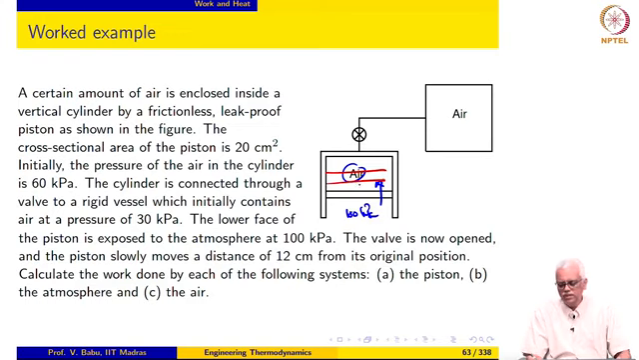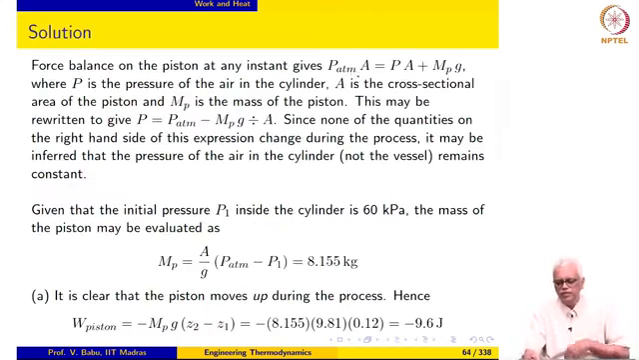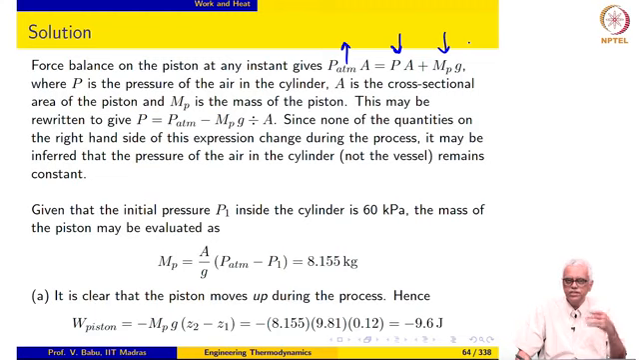So, we do a force balance on the piston at any intermediate instant, and if we do that, then we get the following. P atmosphere times A, which is an upward force on the bottom side of the piston, has to be equal to P in the cylinder times A, which is a downward force, and the weight of the piston itself, which is also a downward force. So, these forces have to balance at any instant because the process takes place slowly.